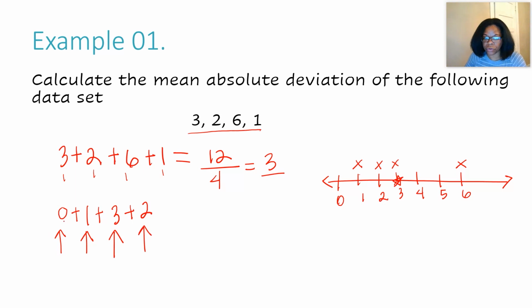Now this is a new set of data that I created. Now what I need to do is add these numbers. And I have 1 plus 3 is 4. And then 4 plus 2 is 6. And now I divide this new number by how many numbers I had.